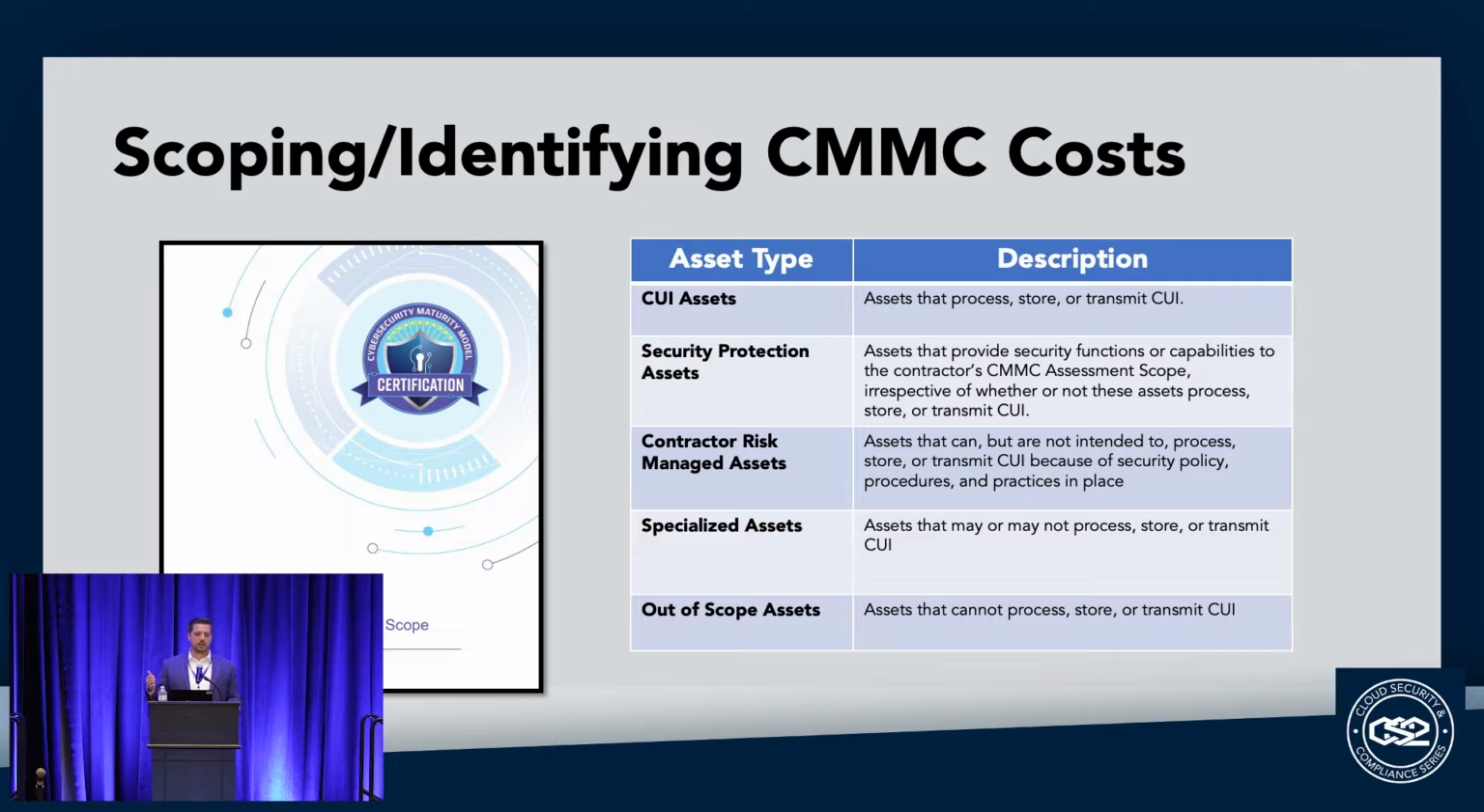And to that end, late last year, the DoD released its scoping guide. To be honest, I was expecting a larger document, but don't let it deceive you. There's a lot within those pages. It describes, essentially, that you should be classifying your assets, such as CUI assets, security protection assets, contractor risk managed assets, specialized assets, out-of-scope assets, right? If you're a large company with a large asset inventory, this is a very, very daunting task. But on the other end, once you complete it, it does put you in a good place as far as scoping your environment.